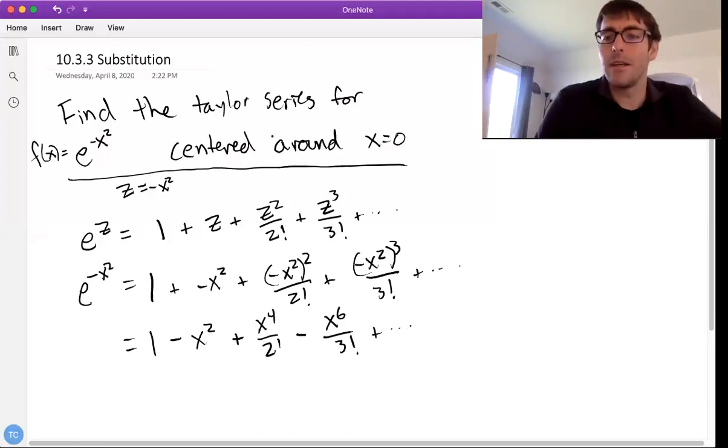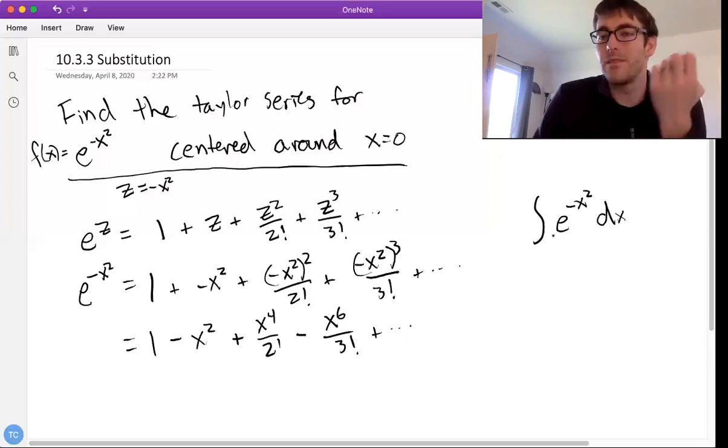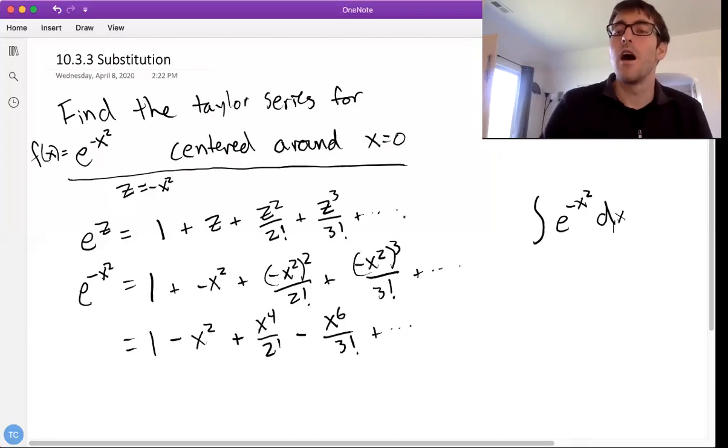Cool, yeah, so that's just about it. The other thing I wanted to point out was this particular function, e to the negative x squared, is one of those functions that we had previously talked about not having an elementary integral. If we wanted to find the integral of e to the negative x squared dx, this thing doesn't have an easy answer. It isn't that it's too complicated, it's just that there's no way of writing down what this function is other than by defining it to be the Taylor series we would get when we do this.